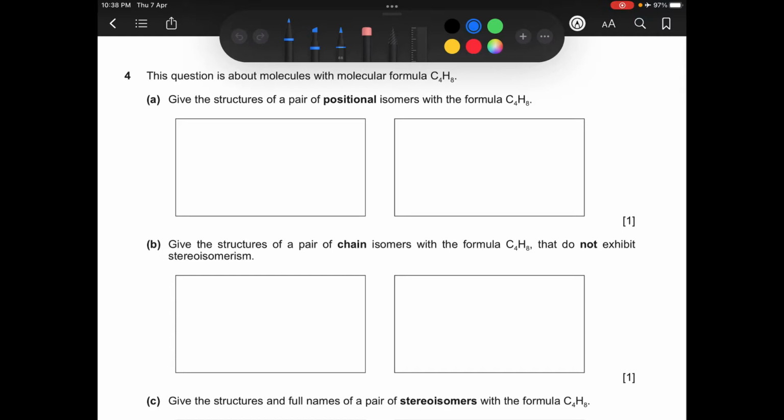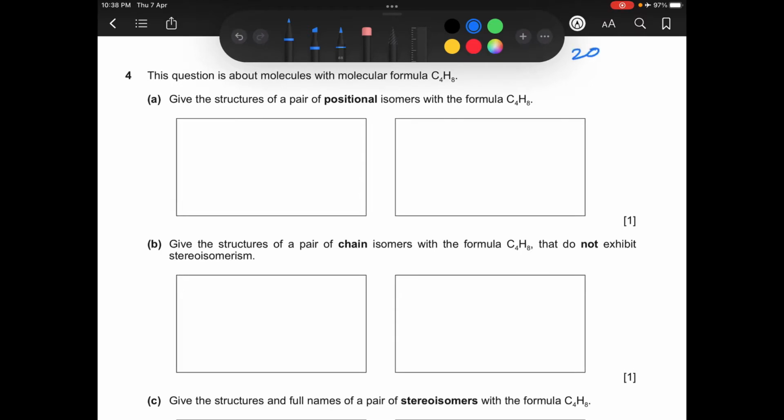So let's start with 2016 May-June, Variant 1. Okay, so let's start with the first part.